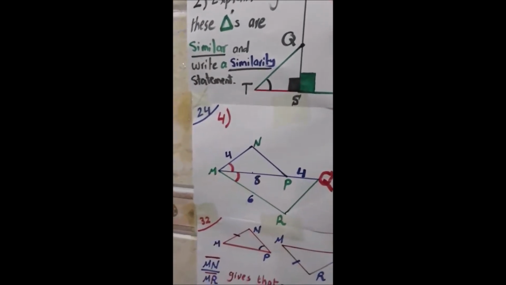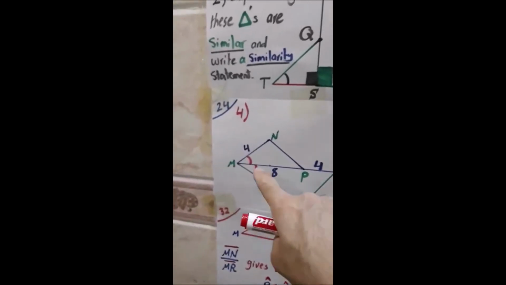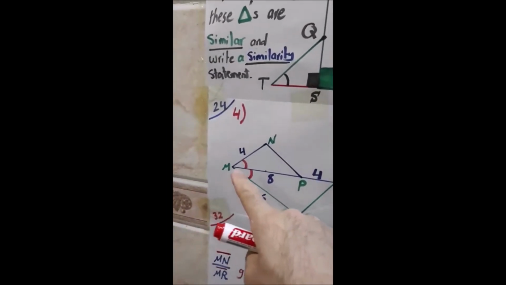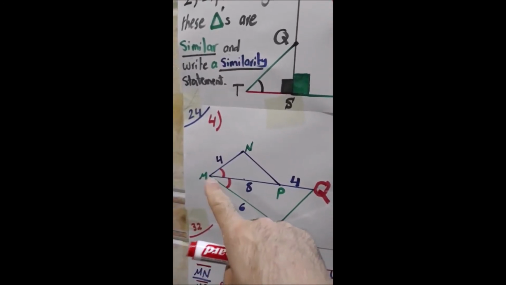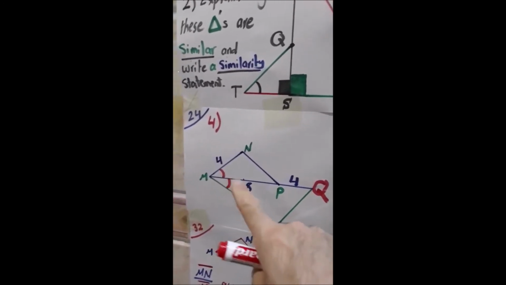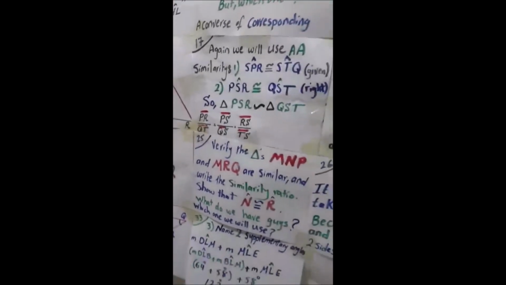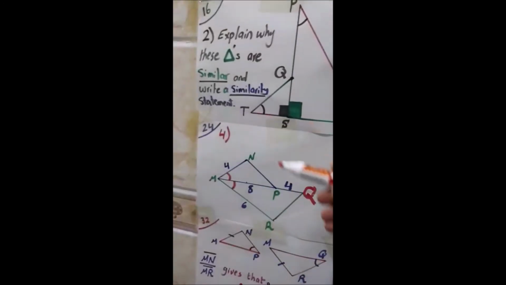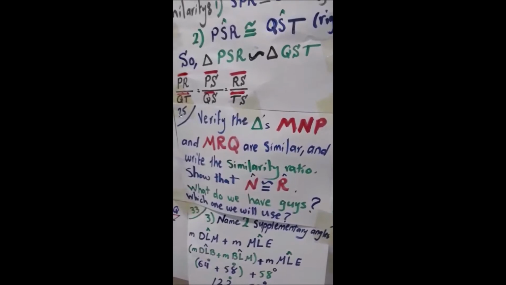As you see, we have some side lengths. MN is 4, MP is 8, MR is 6, and of course, if you want to find the side length MQ, it is equal to MP plus PQ, so 8 plus 4, it will be 12. What does he want in exercise 4? Let me read. Verify these two triangles MNP and MRQ are similar, and write the similarity ratio.